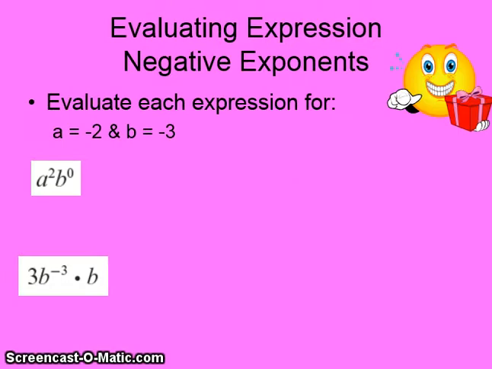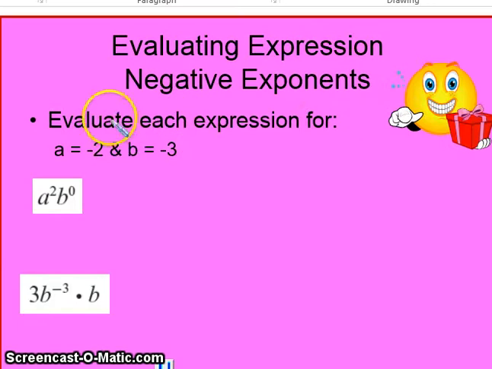Here are some more examples, and again, these need to be in your notebook. It says, evaluate each expression for a equals negative 2 and b equals negative 3. Okay, so I know that I'm going to need to plug these numbers into my expression to evaluate it. But before I do that, see how I have b to the 0th power here? It doesn't matter what b is in this case, because it's to the 0th power, and anything to the 0th power is 1. So I can say that that's the same thing as a squared times 1. And when you multiply a squared by 1, you just get a squared. So all I really need to find here is what is a squared.